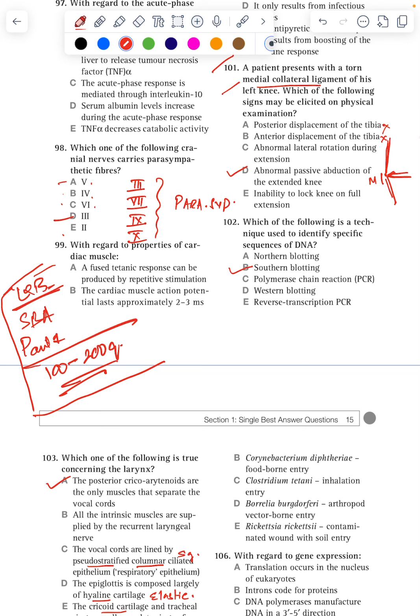So this is abnormal passive abduction. This is abduction actually at the knee joint. There is no normal abduction, but there will be abnormal passive abduction.